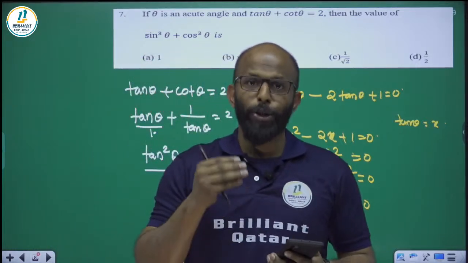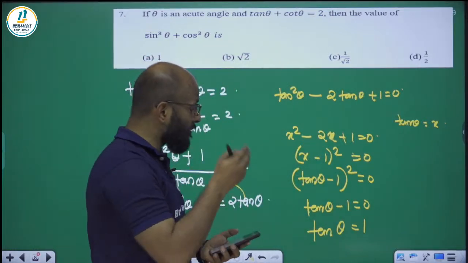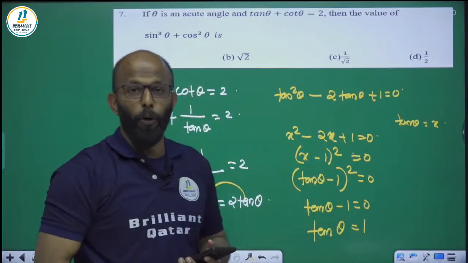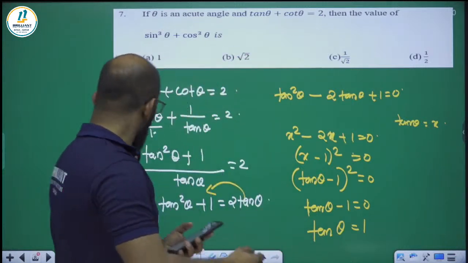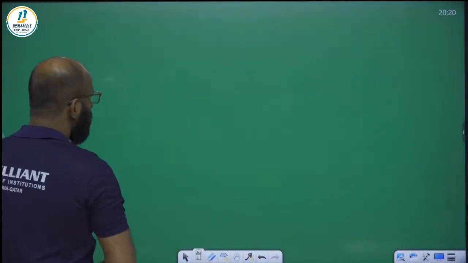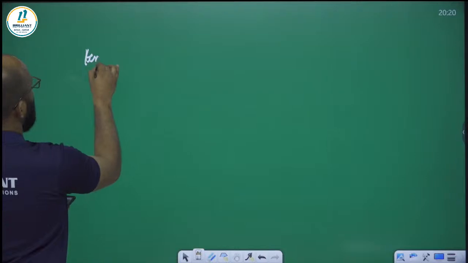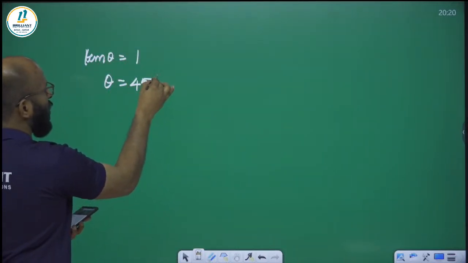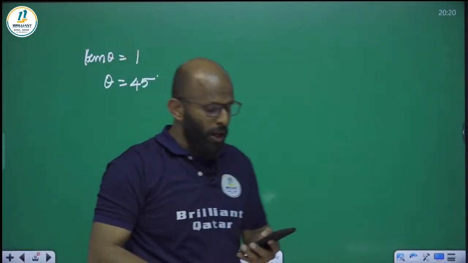Then tell me, at which angle does tan give 1? You know that, right? Yes, tan 45 is equal to 1. So I will take the next page. Tan theta is equal to 1, therefore theta is equal to 45 degrees.